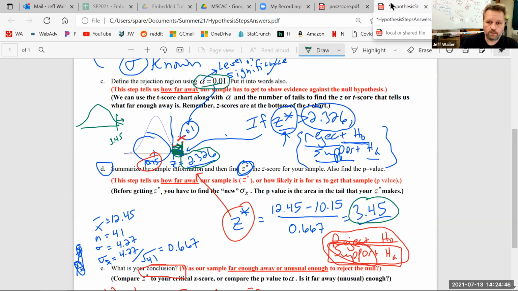A p-value is the probability that... All right, let me come back to what I was saying. The p-value is the probability that, well, from the very beginning, the p-value is the probability that we would get a sample as far away as we did. That's what a p-value is. Thank you. Sure. So it's more specific, isn't it?